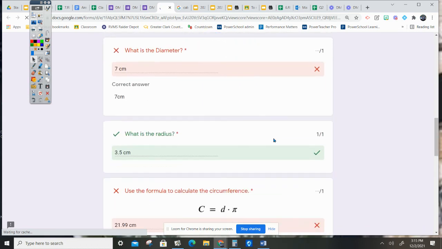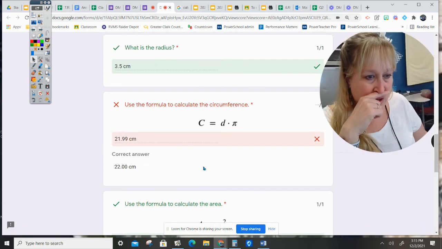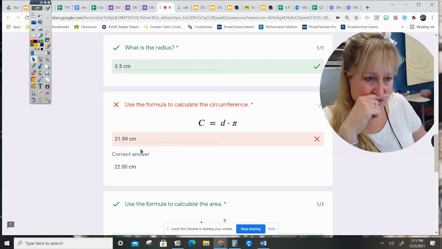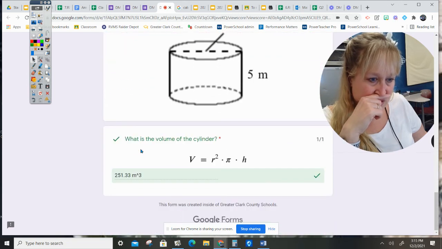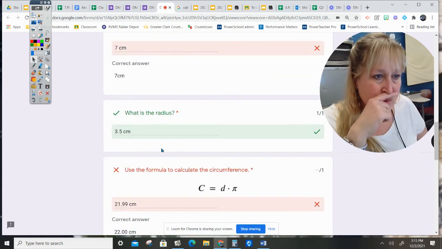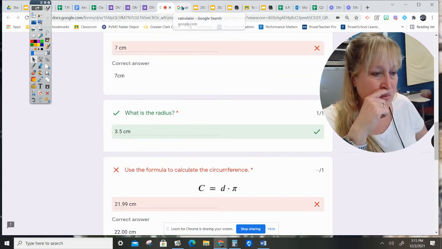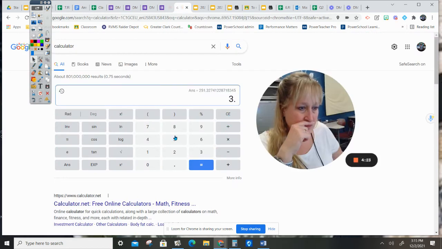So let's see what I did. Oh, I'll fix that for you guys. This says I should have rounded. I think I disagree. So let's see. It was radius squared. So 3.5 times 3.5 times pi.